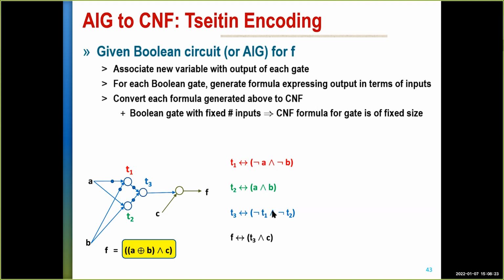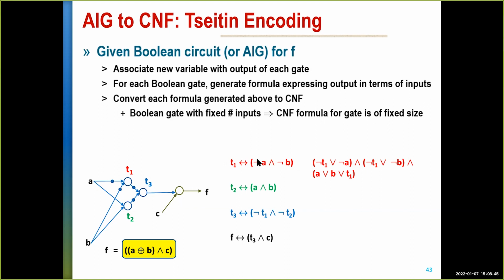I mean, there can just be AND over here, and maybe some of these are negated, some of these are not negated, right? So, this kind of Boolean function, we can write down as a CNF formula of a fixed size, right? So for example, if I have to say T1 is negation A and negation B, I can just write it down in CNF completely like this.